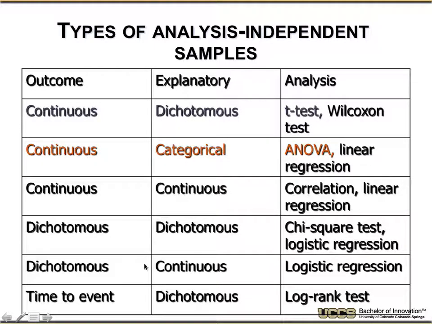And then there's dichotomous and continuous, which is logistic regression, and time to event to a dichotomous, which is a logarithm. There's a bunch of other statistics. I'm not going to go through all of them, but I wanted to go through the ANOVA, which I might get through today, and I'll save anything else for next class.